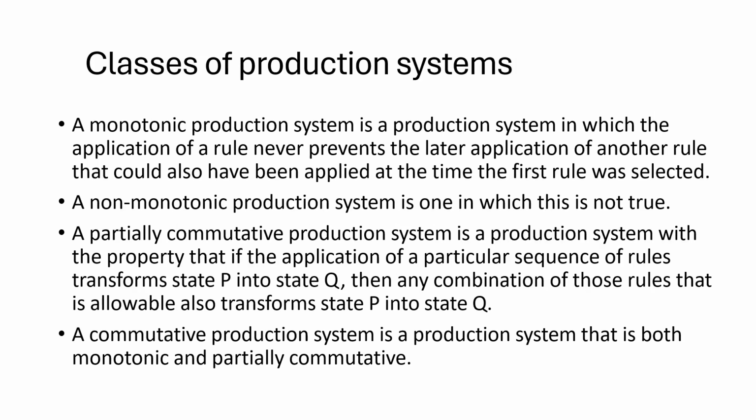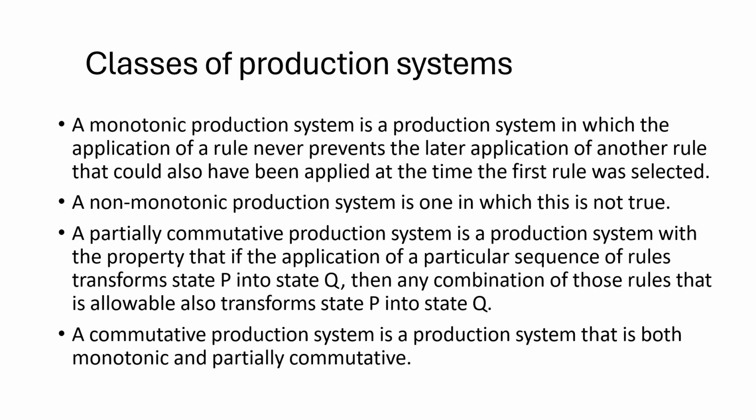Next, we will see the classes of production system. The first one is the monotonic production system. It is a production system in which the application of a rule never prevents the later application of another rule that could also have been applied at the time the first rule was selected. That means once a rule fires, facts are never removed. New facts can be added to the knowledge base, so the knowledge base only grows. The best example is theorem proving, mathematical reasoning. This is simple but not suitable when facts may change.